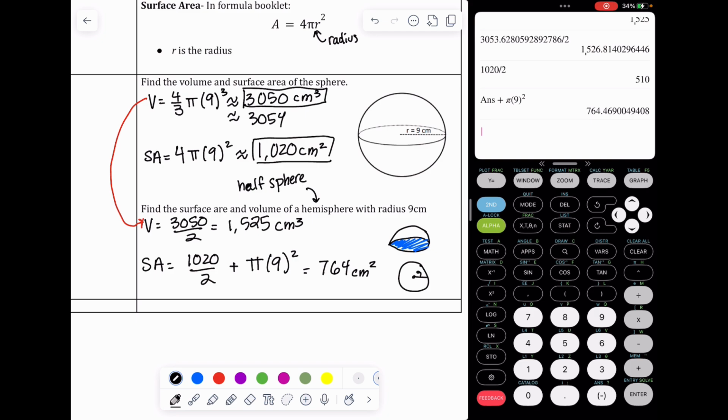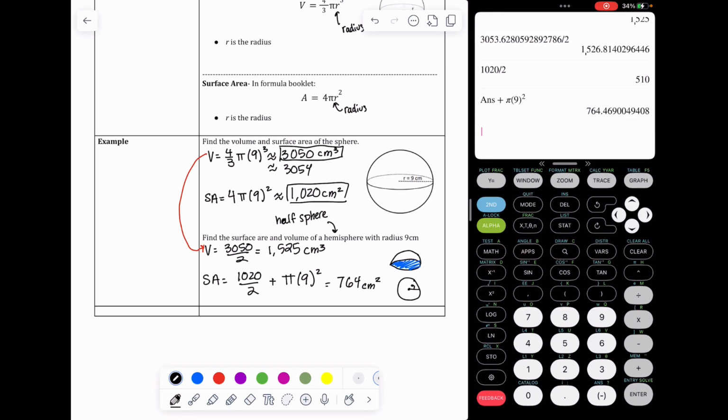All right, so that is all for today on this one. We will gather up in class and do some more practice with circles.